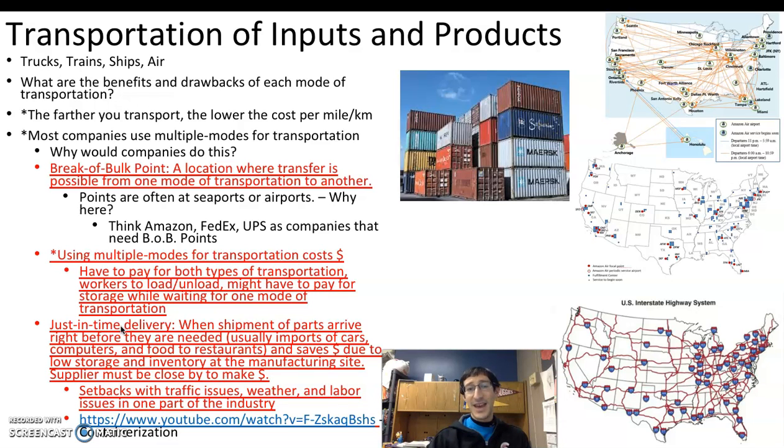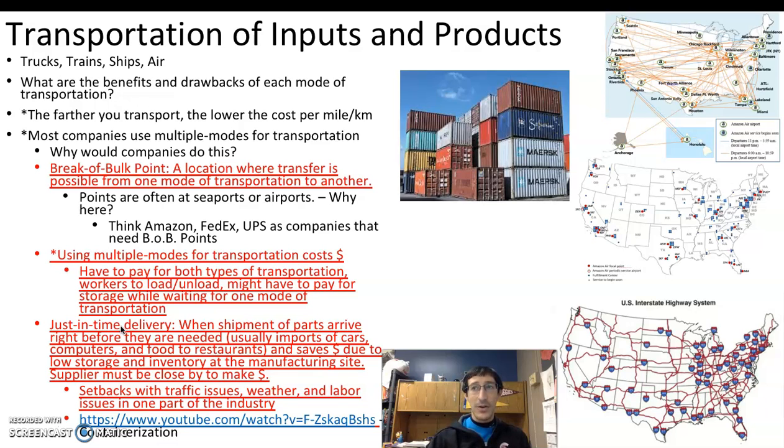But not every place has very large inventories and storage facilities. Usually we talk about imports for car parts, computer parts, or even food for restaurants. Think about wanting fresh vegetables every day: you're not going to order the vegetables and have them sitting in your fridge for two weeks before you use them. You're going to want them the day of or the day before, if you want fresh food.